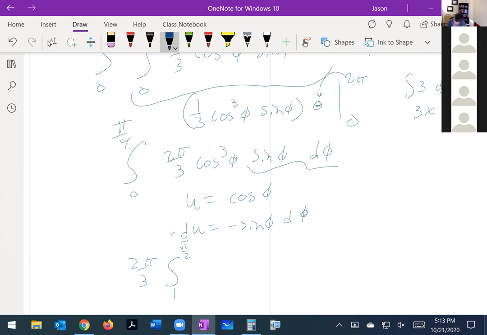Okay, and then, oh, did I integrate yet? No, that's right. Okay. Yeah, well, I didn't integrate yet. So this is negative u cubed, right? du. I think that's right. I'm going to go with it. Okay.